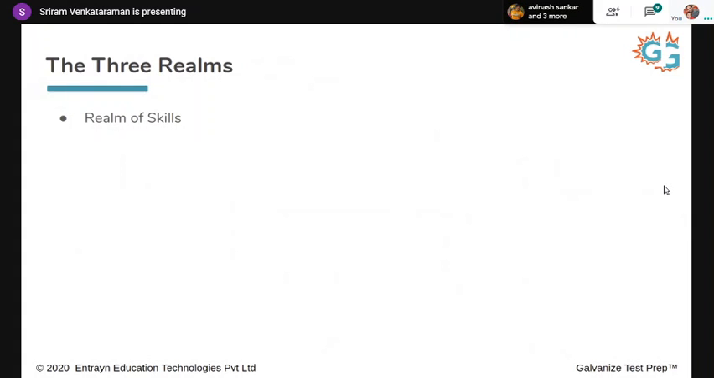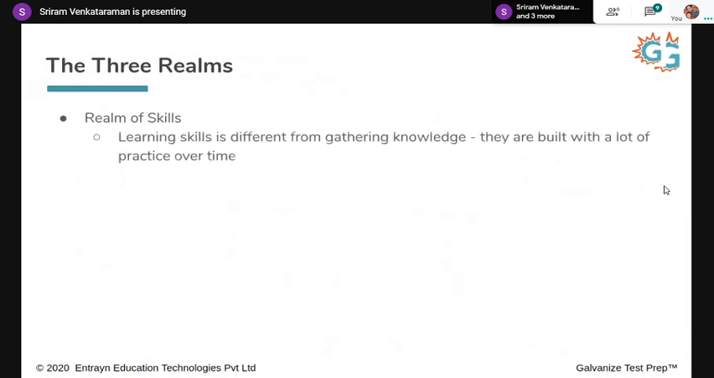Okay. So both coming up with the definition of the problem and coming up with a strategy are skills that you build by practicing a lot over time, right? So they're very different from gathering knowledge, right? You can gather knowledge on the night before the exam by studying, if it is a knowledge-based exam. You can't do that for a skill-based exam.